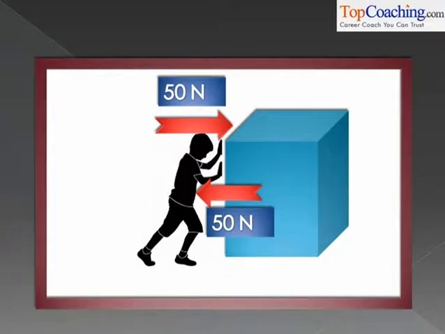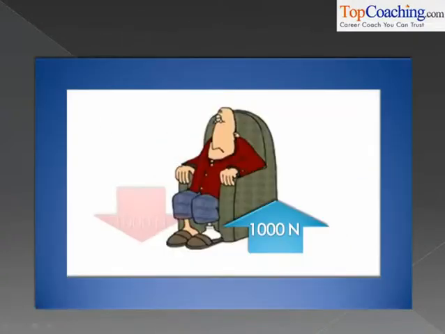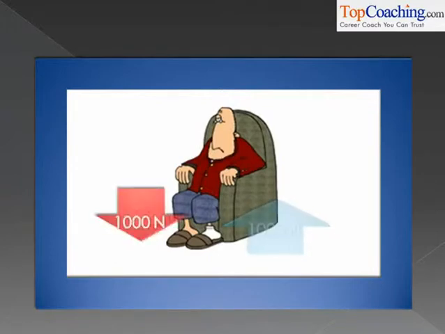If you apply a force on the table in front of you, the table will apply a force on your body. Take a look at this man sitting right here. You can see that the man is applying a force of 1000 Newton on the chair, isn't it? After all, he's weighing 1000 Newton. He has a lot of weight. On its part, the chair also applies a force of 1000 Newton on the man.